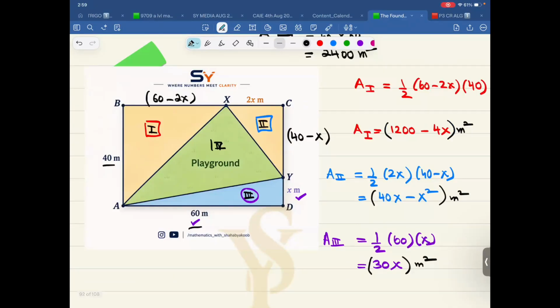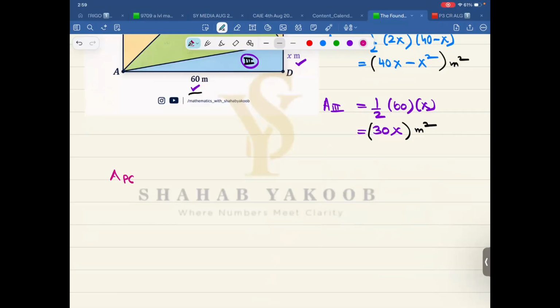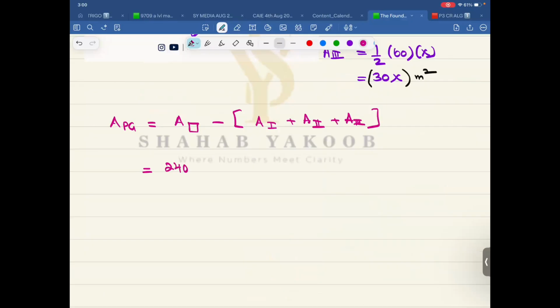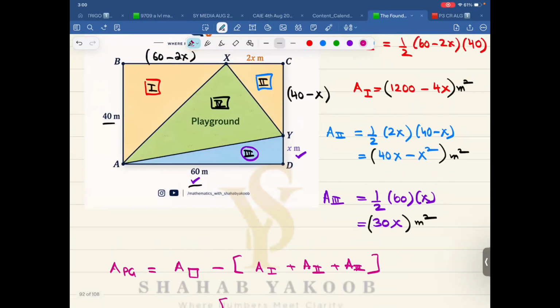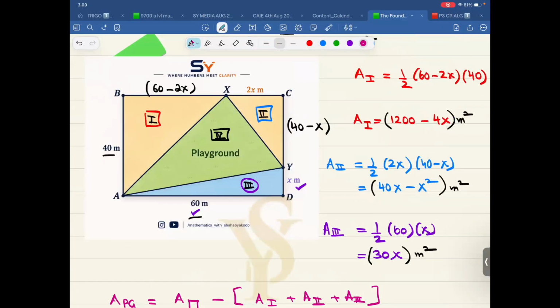So now we are interested in area of the playground. The fourth triangle, that is area of rectangle minus the sum of area 1 plus area 2 plus area 3. So area of the rectangle is 2400 minus area of 1. That is 1200 minus 40x, not 4x. Let me just correct myself over here.